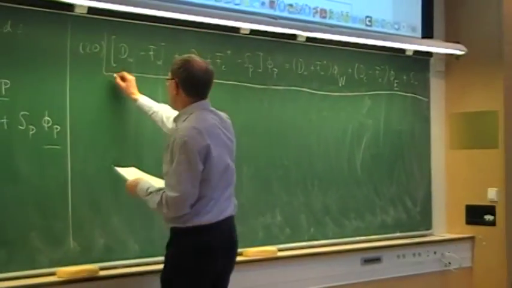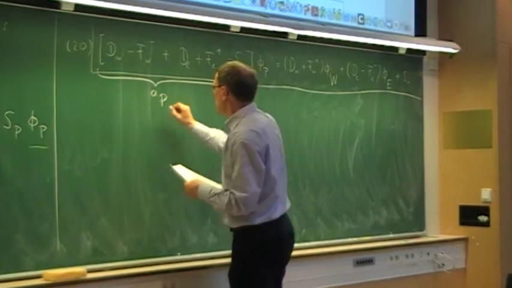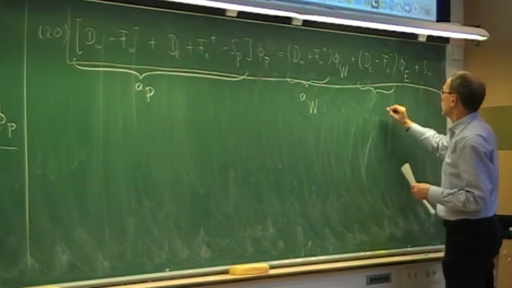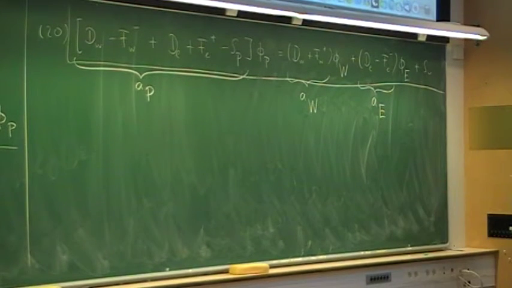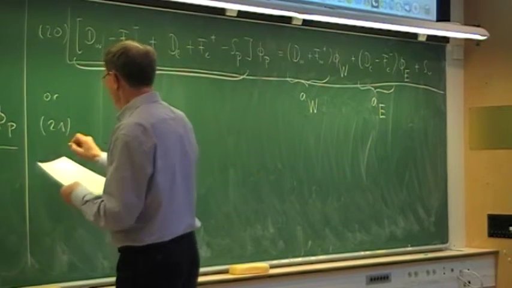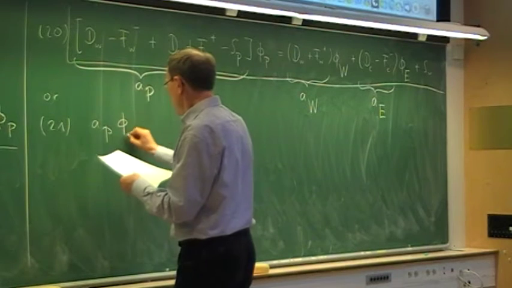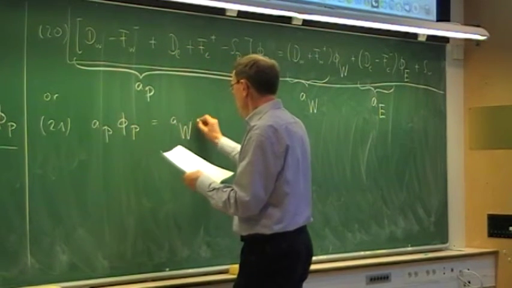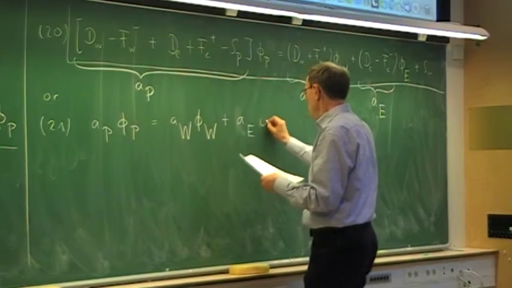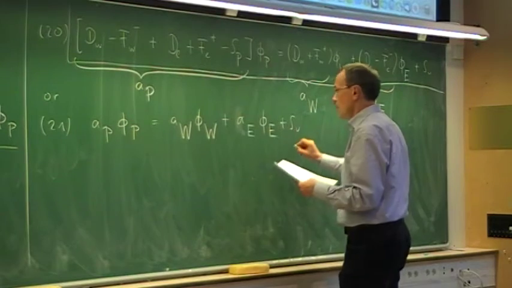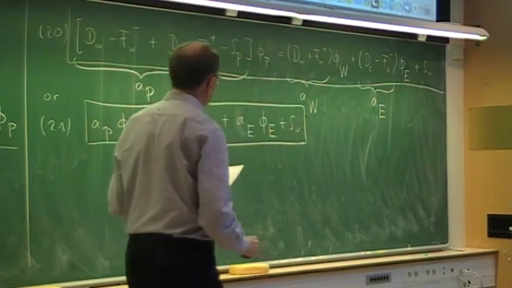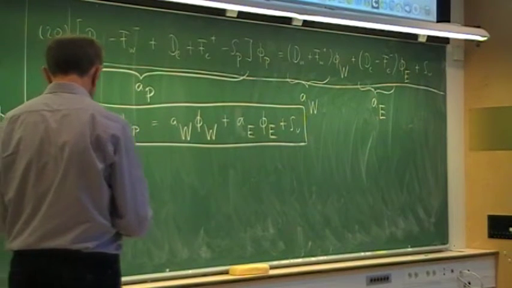Now we can identify the coefficients. This is again our center coefficient AP, coefficient AW, coefficient AE. So then we can write this also as the following, as 21, that we have AP times phi P is equal to the AW phi W plus AE times phi E plus the uniform part of the source term. So now we can look at the different coefficients and identify them.